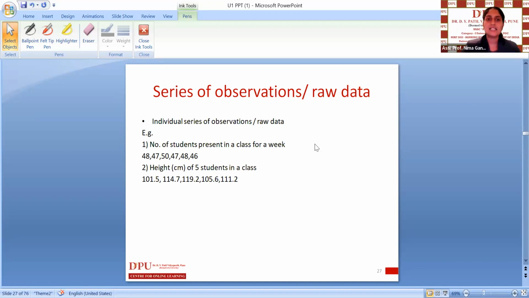Second example, height in centimeters of 5 students in a class. Height is continuous data, right? You are measuring it, and the number of students you're counting, so that kind of data is discrete. Any type of data, discrete or continuous, you can use as it is. Whenever using data as it is, you say that it is raw data, or a series of observations. If you want to find the average height of 5 students, you can use the observations as they are. When the individual observations are given, you are using raw data or a series of observations.